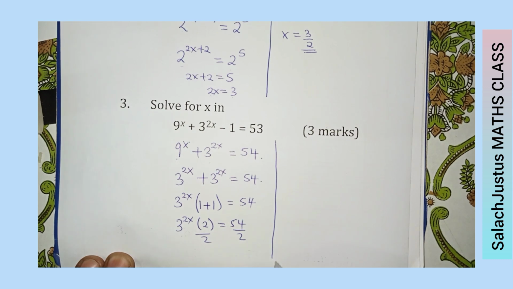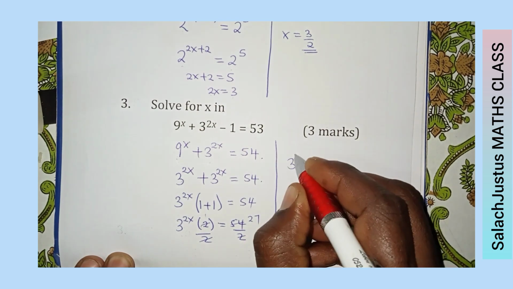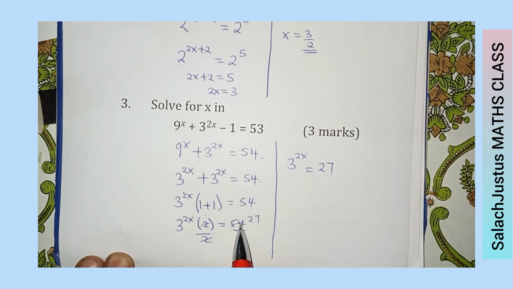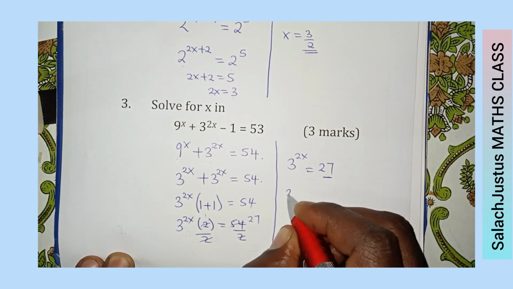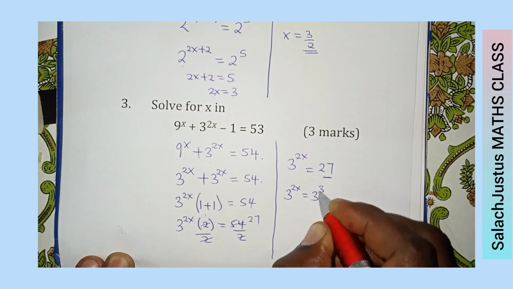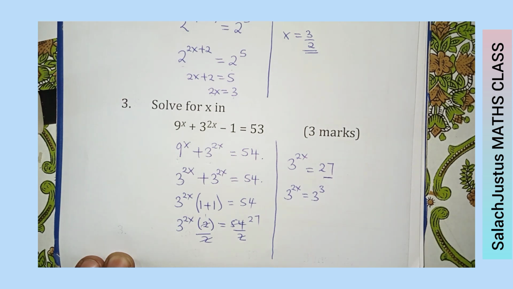Let us proceed on this side. So these 2 cancel and this leaves 27. So we have 3 to the power of 2x equal to 27. That is 54 divided by 2. Then from there, write 27 to base 3. 3 to the power of 2x equal to 3 to the power of 3. That is index notation for 27.